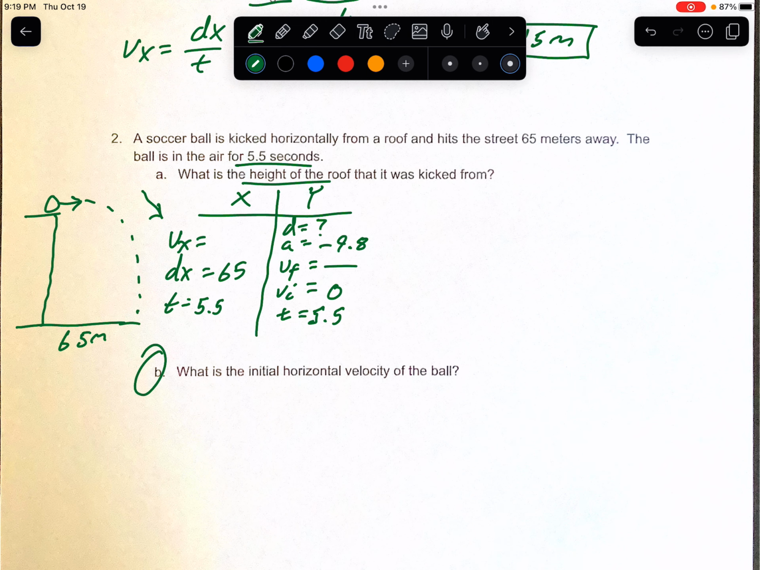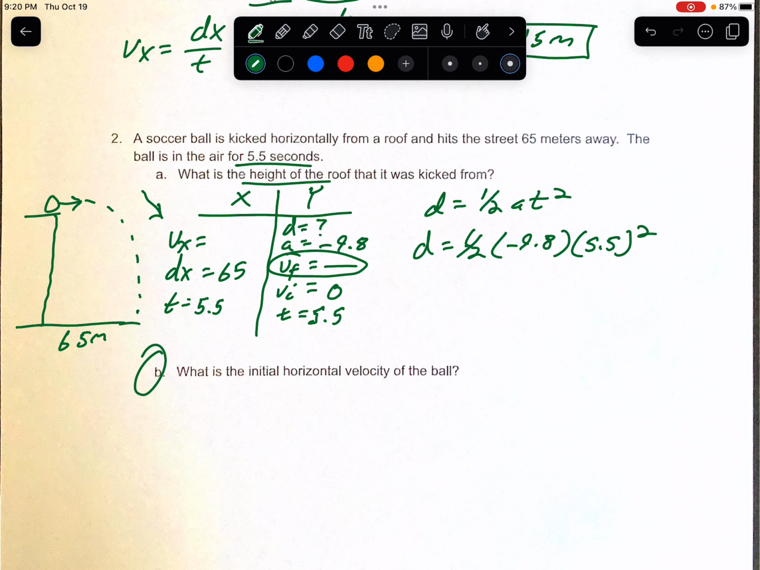We did not care about final velocity, so we're going to use that equation again: d equals 1/2 a t squared. I'm just leaving off the vi t since vi is 0. So d equals 1/2 times negative 9.8 times 5.5 squared. Don't forget that squared. That's going to give you a distance or height. You can write it as negative or positive, doesn't matter to me. You're going to have a height of 148.23 meters.